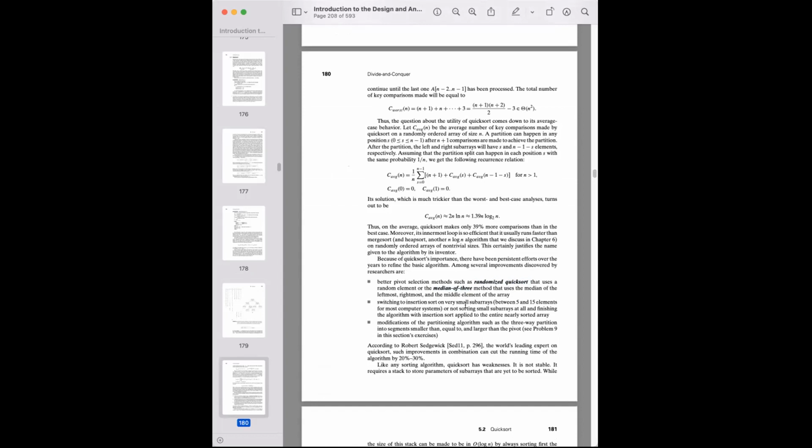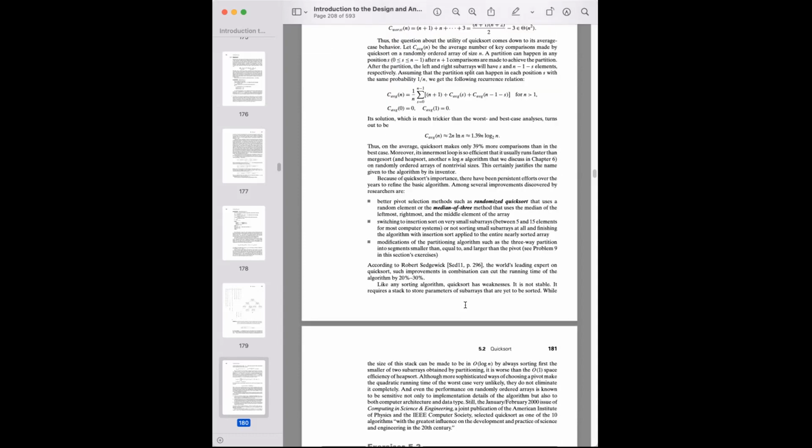There are also some modifications here where we're going to switch to the insertion sort, which we talked about last chapter, if there are not very many elements. So that would certainly speed things up a little bit in those cases.